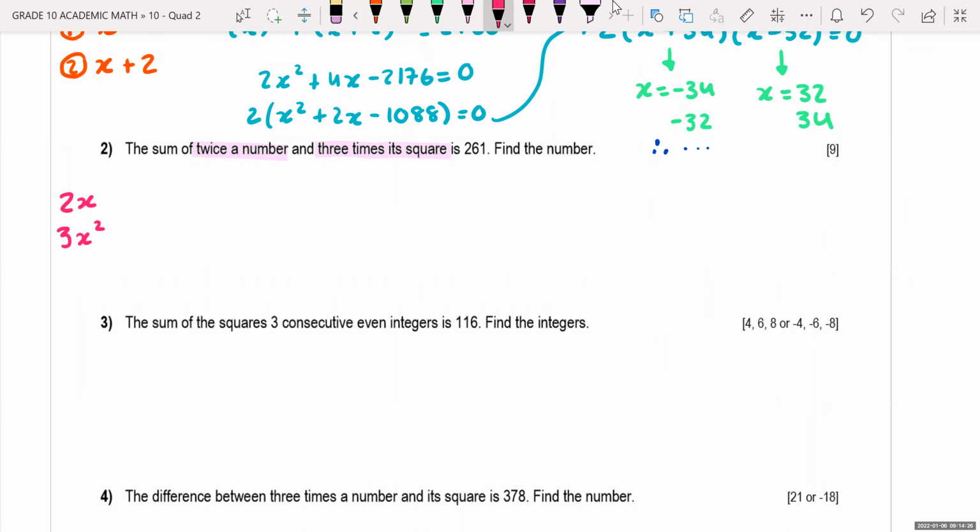So what's that going to look like? Well, it's going to be (2x plus 3x squared) is equal to 261. Why am I keeping it in brackets? I don't know, just force of habit. You don't really need to because you're not squaring the numbers or doing anything to them. But in the next step, I'll drop the brackets and I'll move everything to one side. So it's going to be 3x squared plus 2x minus 261 is equal to 0.